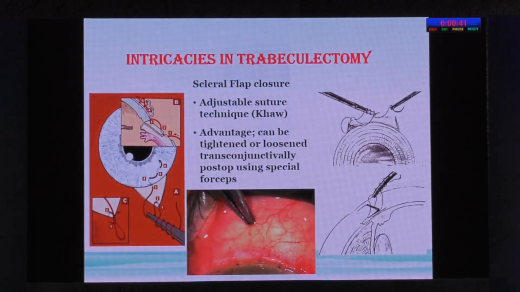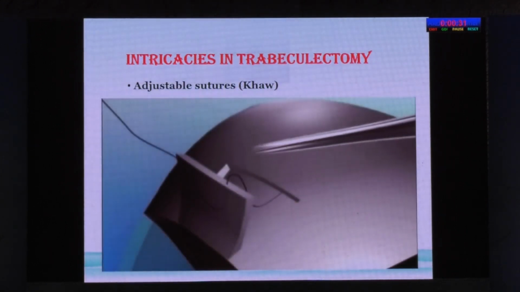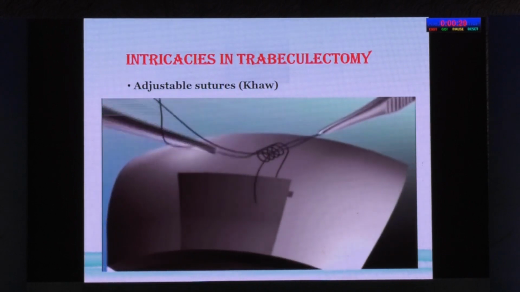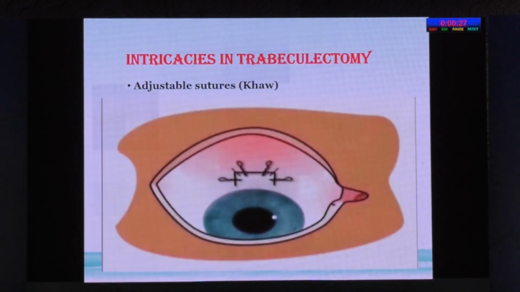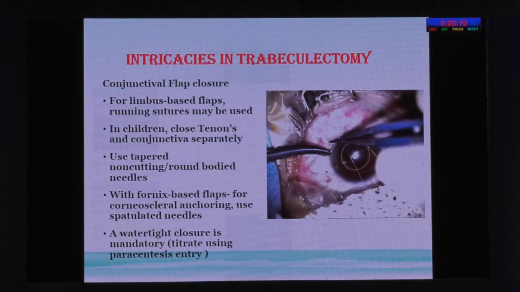Just last slide. Kaur, as I've already told you, has described a technique where he has not used a releasable suture. He has used an adjustable technique where he uses specialized forceps, where again the throws are taken in the same manner. 4 throws are being taken and a loop is created. But then he has a special forceps which can actually help in adjusting that tension and releasing that tension of the knot in the post-operative period. Last step is obviously the conjunctival flap closure.